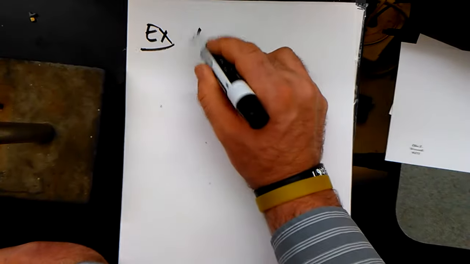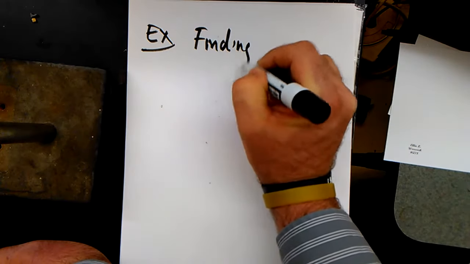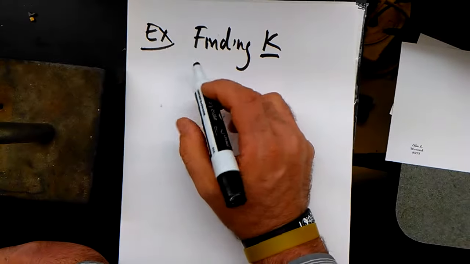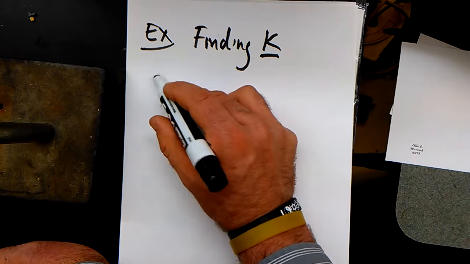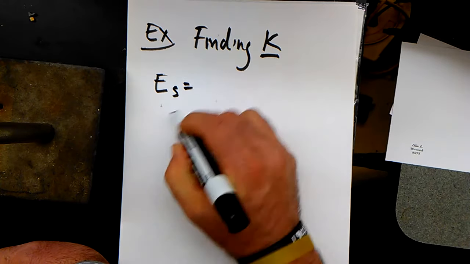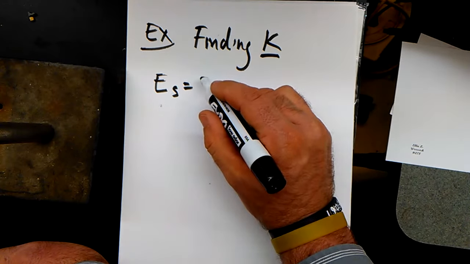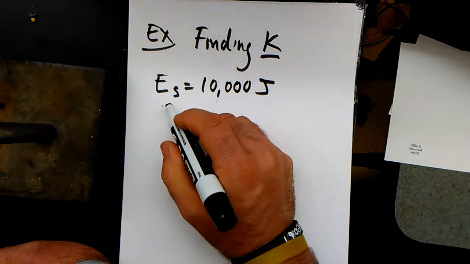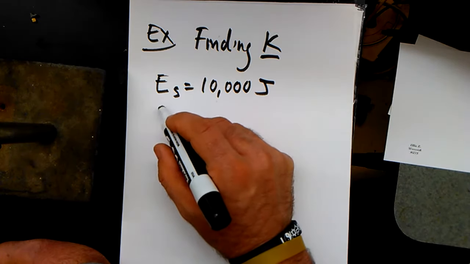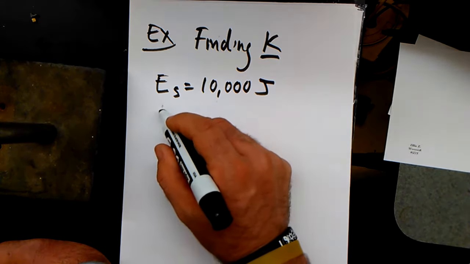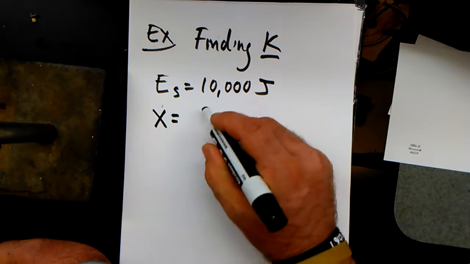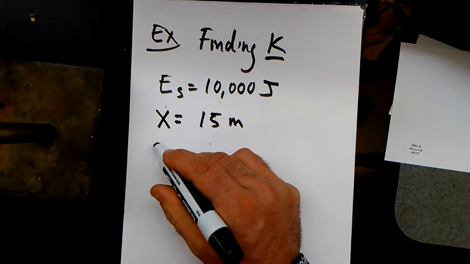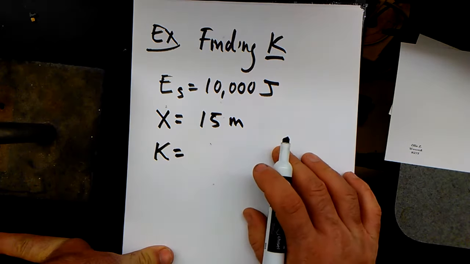Okay, so finding K. What we have here is a situation where we're going to have the energy of a spring. Let's say it's 10,000 joules. Let's say also that I have the stretch distance of, let's say, 15 meters. Okay, what is the K value of that spring?